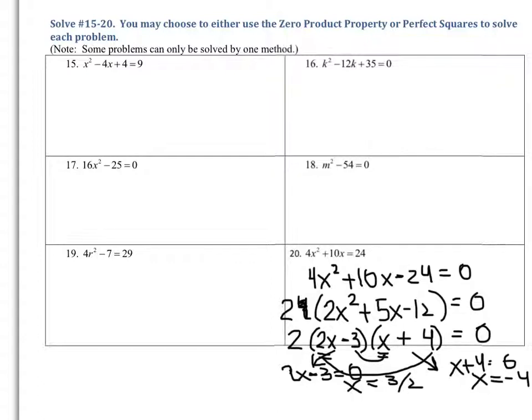Now you work on the remaining problems. You can work with your partner and then finish whatever you have left over for homework.